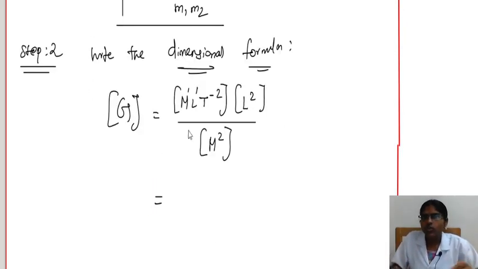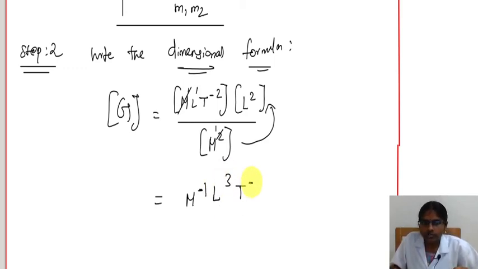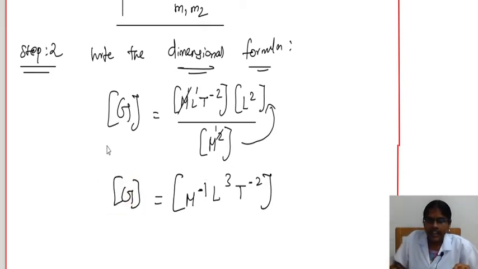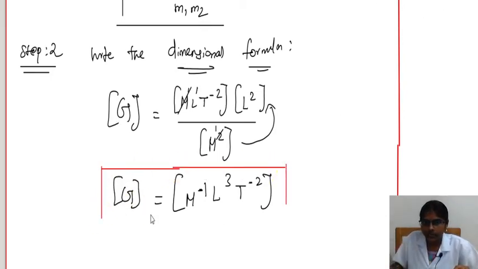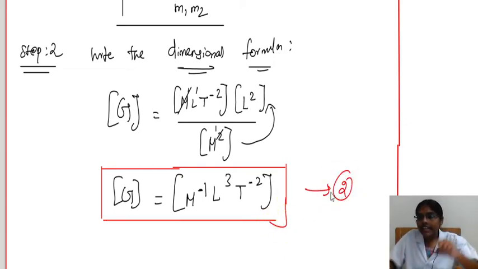That's it. So what I am going to do? Here M and M square will get cancelled. So one M cancels. Then you can see M power 1 is in the denominator; if it goes to the numerator, it becomes M power minus 1. And you can see L power 1 and L square. So now I am just going to add the powers. So it becomes L cube. Then T power minus 2. That's it. So this is the dimensional formula of gravitational constant. So this is the second step. First step, write the general formula. Second step, write the dimensional formula.